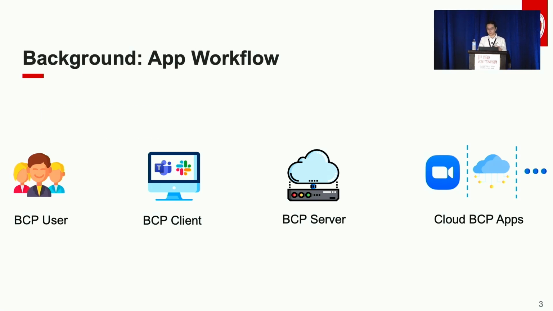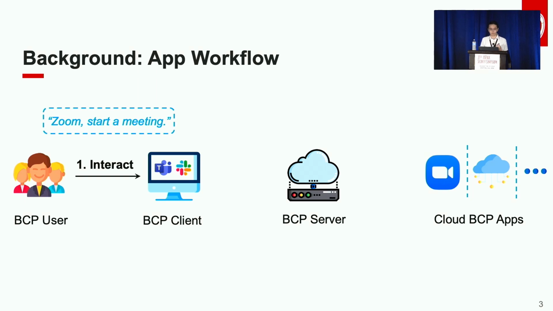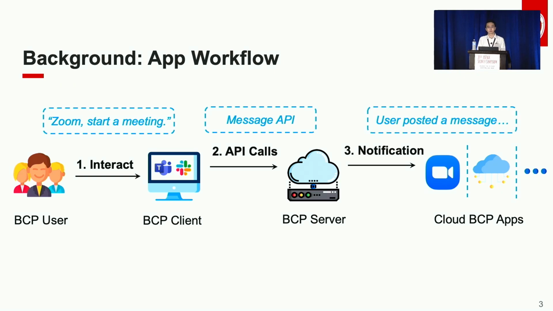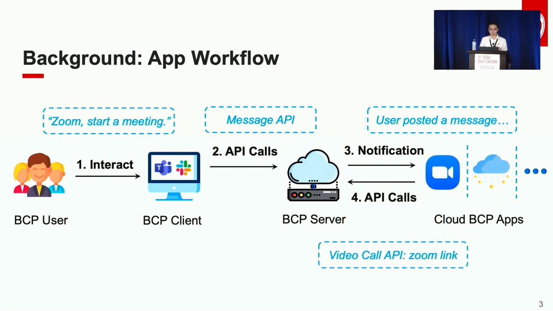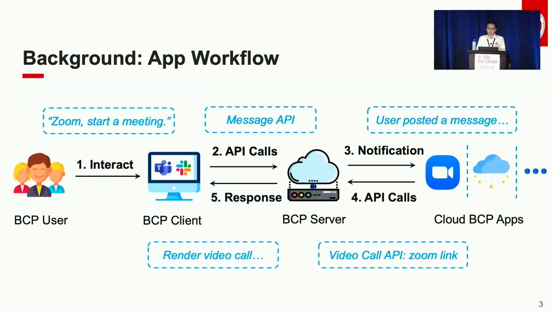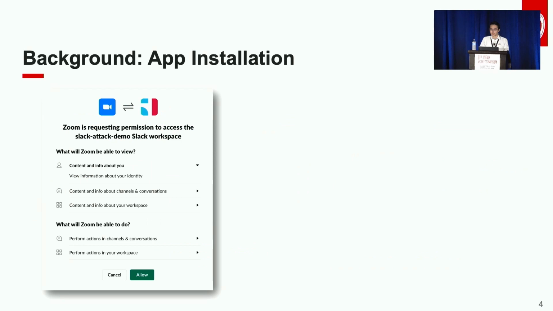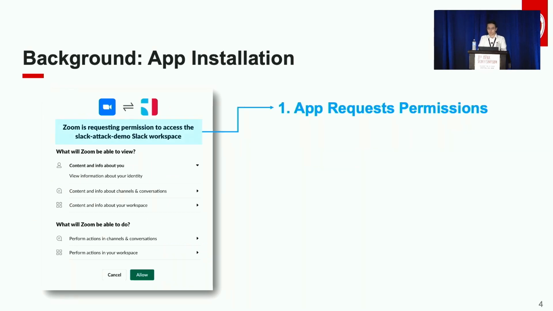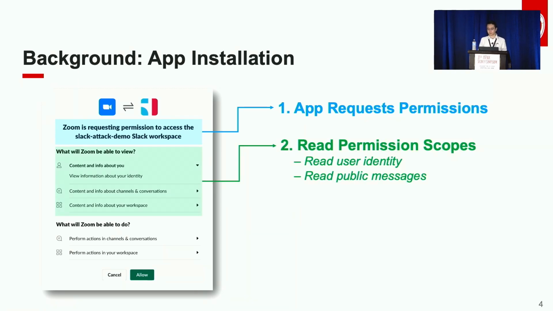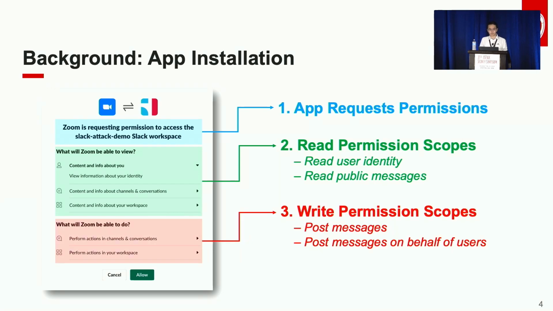The user needs first to interact with their BCP client to communicate with the BCP server, which then notifies the cloud app about certain events, such as when the user posts a message to those apps. And after processing, the apps invoke API calls to react and finally respond to these events. But before using these features, we need to install the app into our workspace. Take Slack, for example. The app will first request permissions for installation, and this will include read permissions such as reading user identity or public messages, or write permissions like posting messages on, or sometimes on behalf of, the user. And finally, the user approves these permissions.